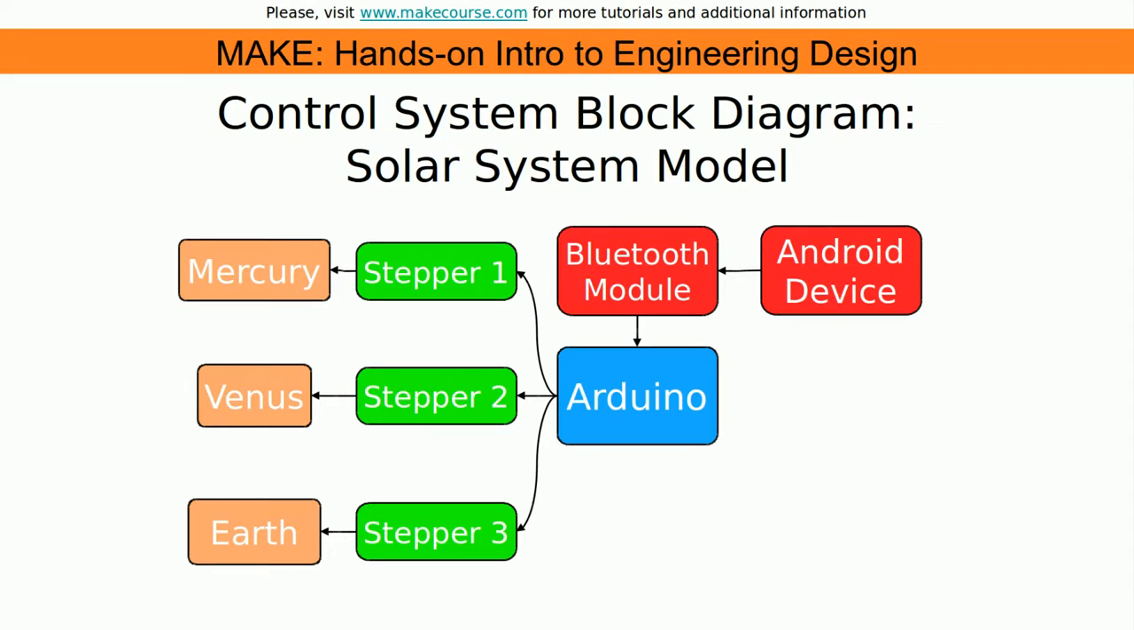So here's a diagram of my control system. It's pretty straightforward. An app running on an Android device will ask the user to input a date, and it'll calculate the planet's positions at that date and send those positions via Bluetooth to the Arduino. The Arduino then takes those positions and calculates what the stepper position should be in number of steps, and then of course actuates the stepper motors.